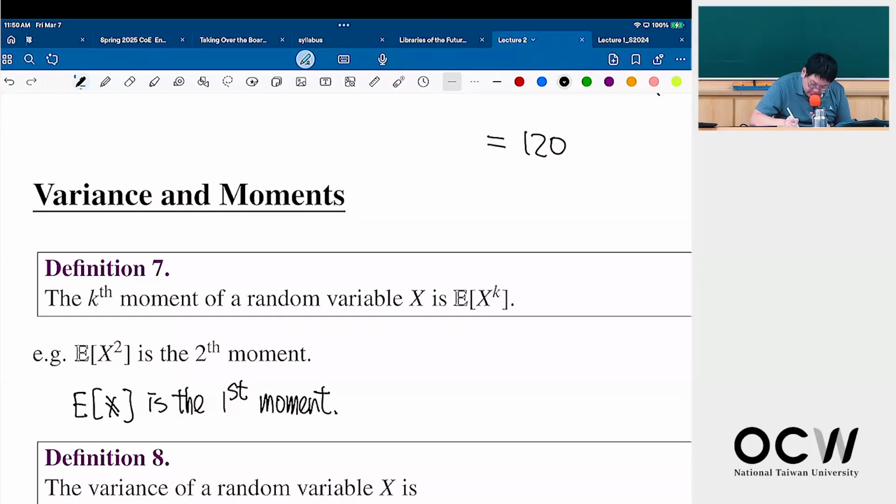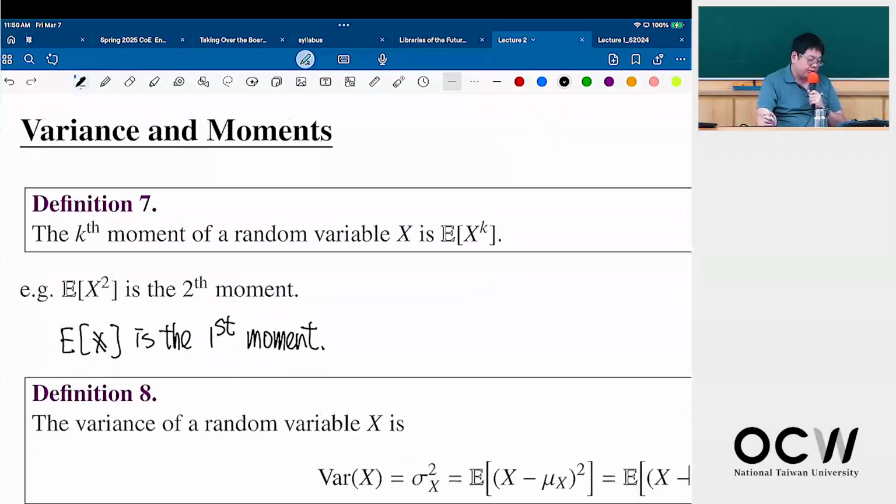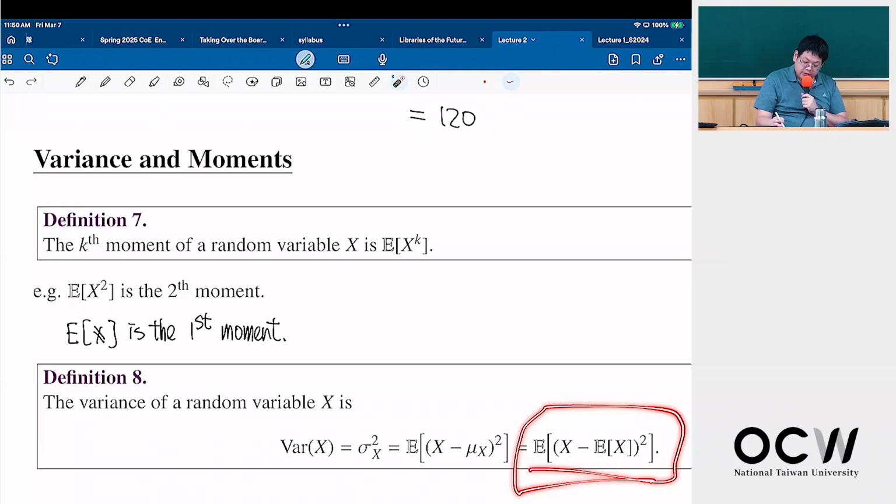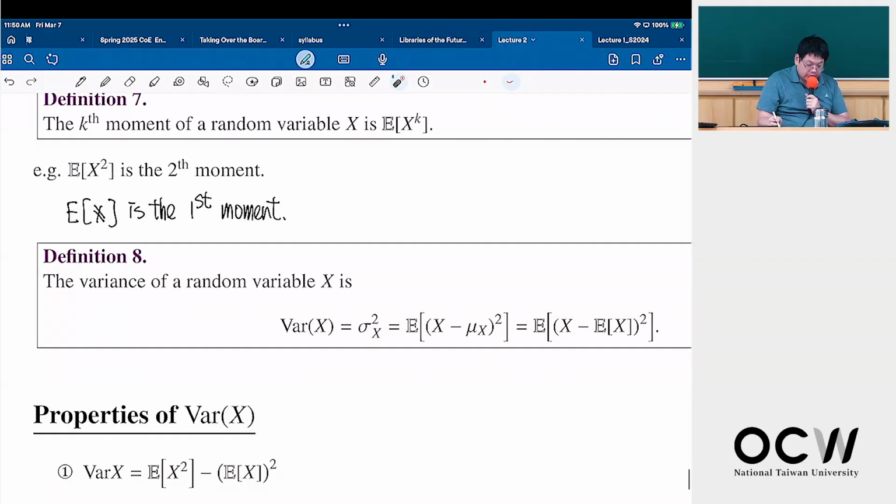Of your random variable x, the variance of x will be sigma x squared. We subtract the mean and square it. So this is the formula. And then let's see the properties of the variance.